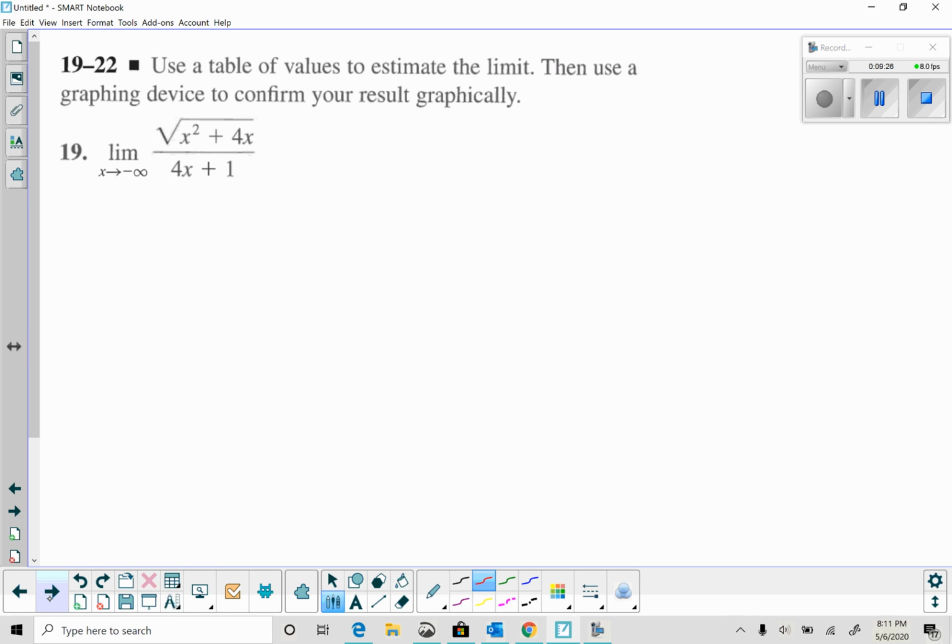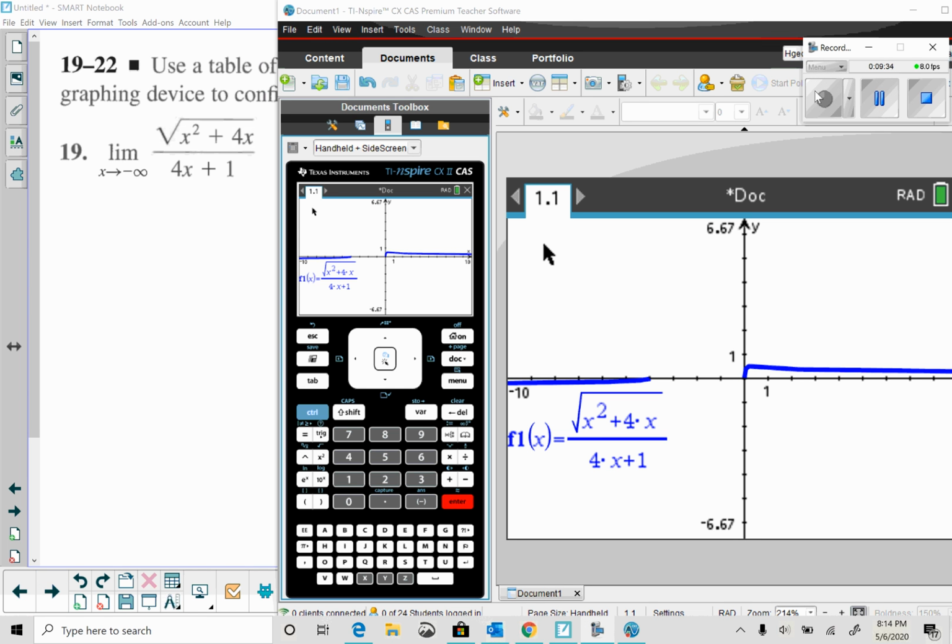All right, for the next section, use a table of values to estimate the limit and then graph it. Okay, so if we type in the square root of x squared plus 4x, divided by 4x plus 1, that's a funky looking graph. But there are all kinds of really interesting things happening there between 0 and, say, -4. Don't care about any of it. We're looking for the limit as x approaches negative infinity.